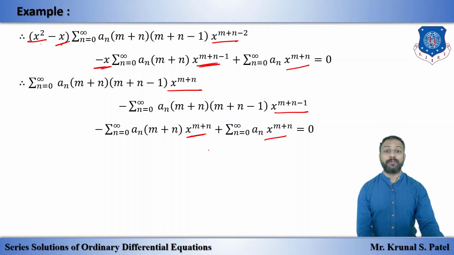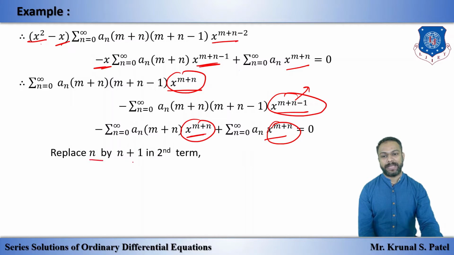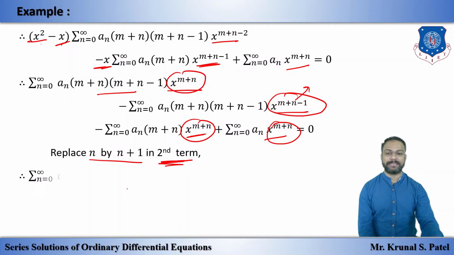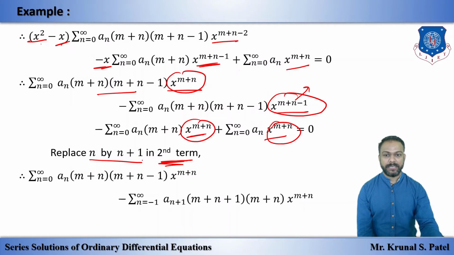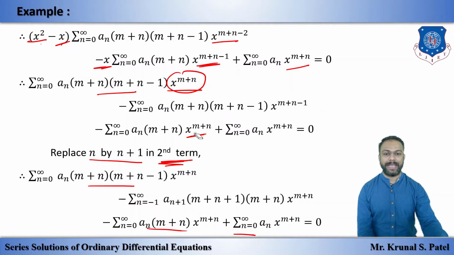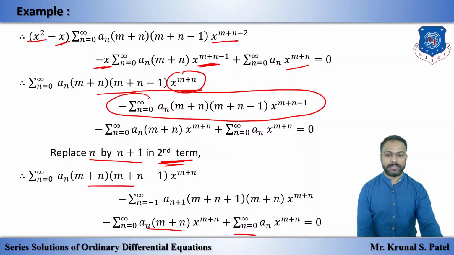Now we'll make the power of x equal. So we have x raised to m plus n, x raised to m plus n, x raised to m plus n. Now to make this, we have to replace n by n plus 1 in the second term only. All the rest, the first, third and fourth terms, as it is. The second term becomes this, and the third and fourth as it is. Only the second term is changed here by replacing n with n plus 1 in this entire second term. So this sigma becomes n equal to minus 1. This n plus 1 minus 1 cancels out.